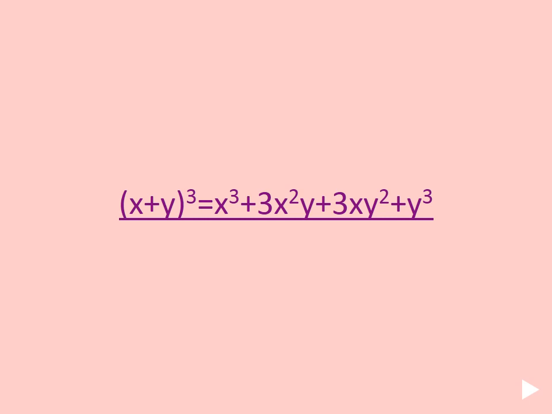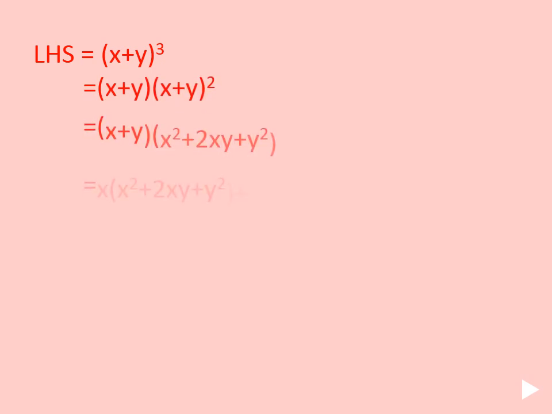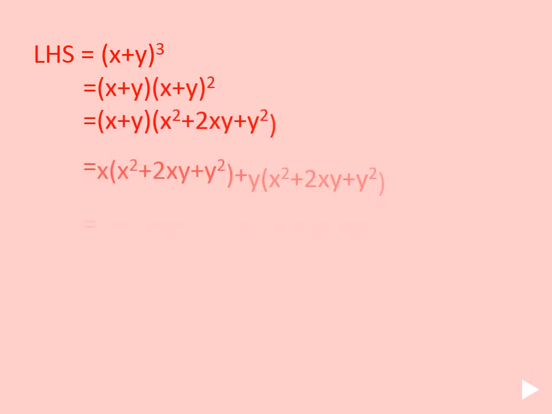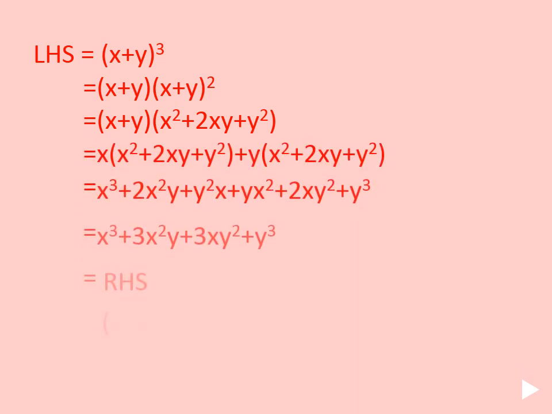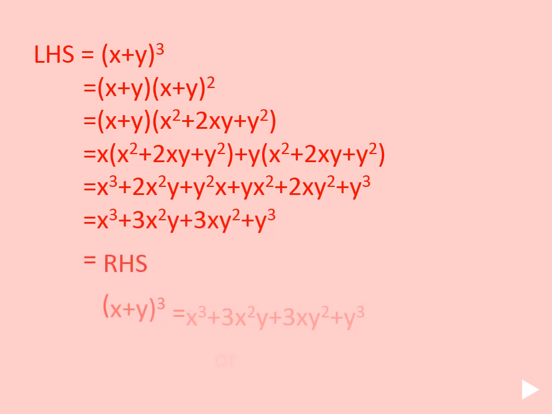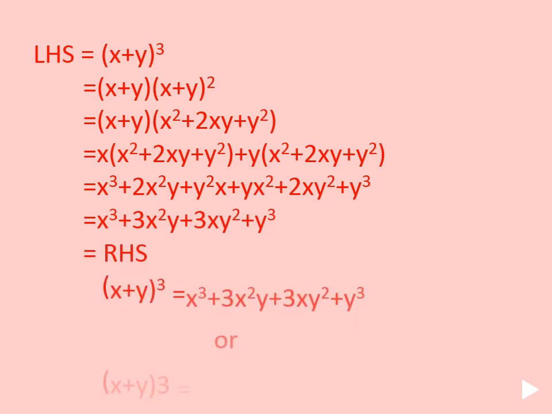X plus y whole cube equal to x cube plus 3x square y plus 3xy square plus y cube. How can we prove this one? What is the LHS? X plus y whole cube. So x plus y whole cube means x plus y is written 3 times. Instead of that, we can write x plus y one time and x plus y whole square. That is the same as x plus y whole cube, because we know the expansion of x plus y whole square.